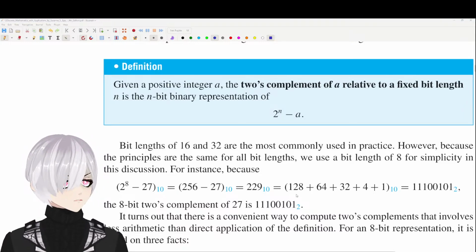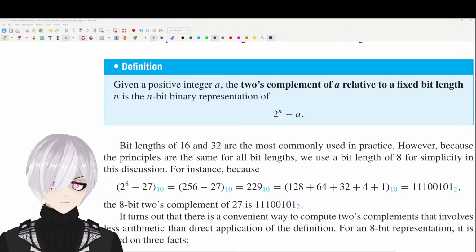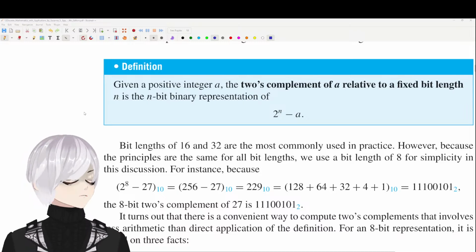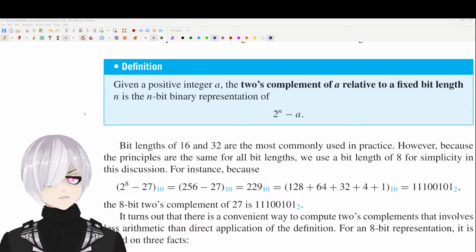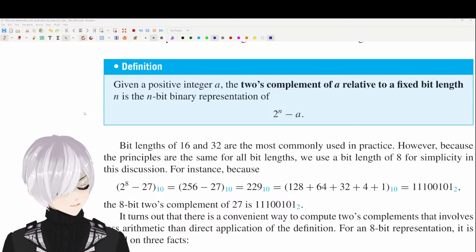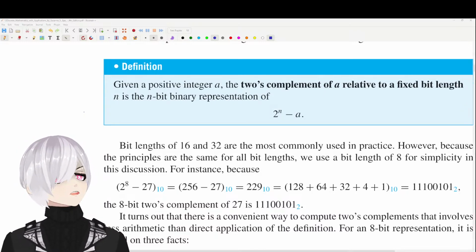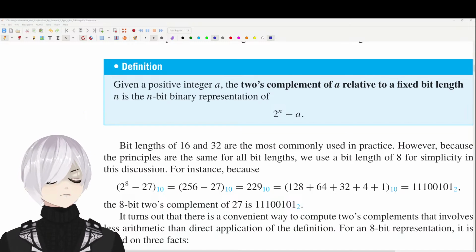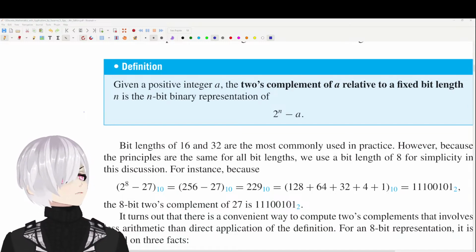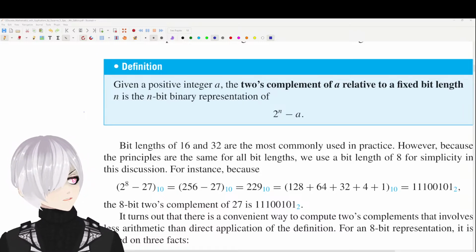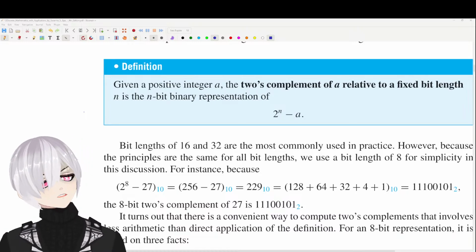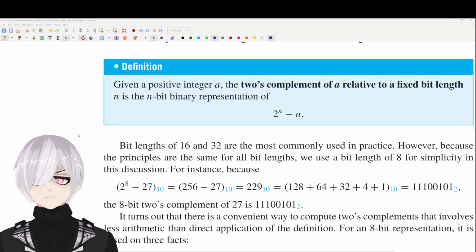Yeah. So this is interesting. I wonder where 2 to the n minus a comes from. Yeah, I have the urge to test that. Let's see. Given a positive integer a, the two's complement of a relative to a fixed bit length n. So, how would you describe the two's complement?